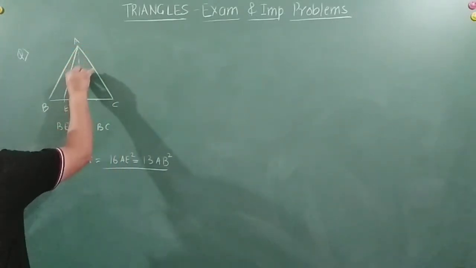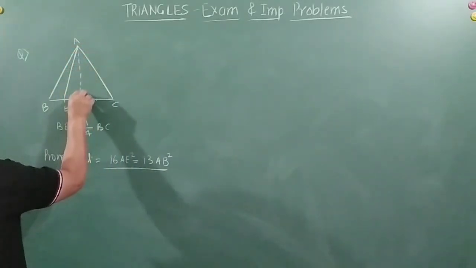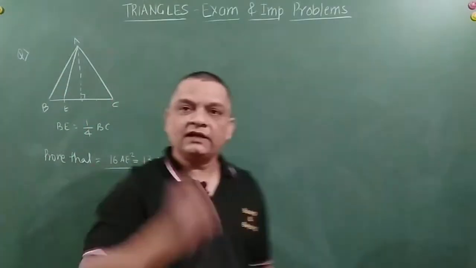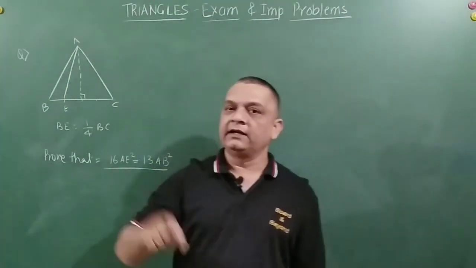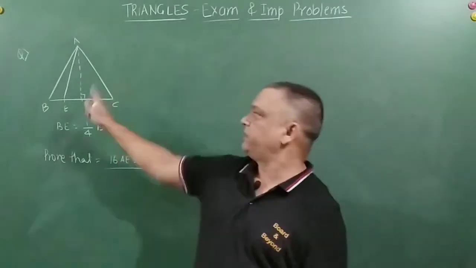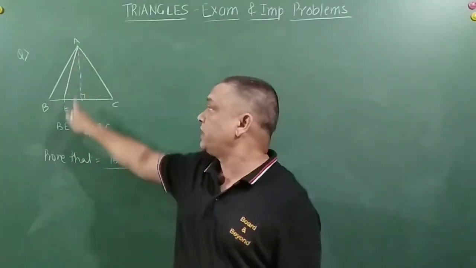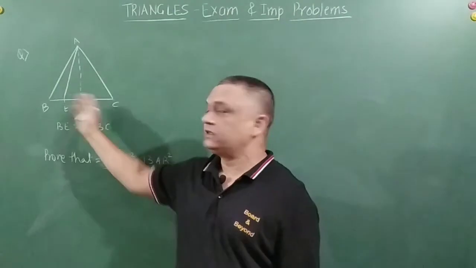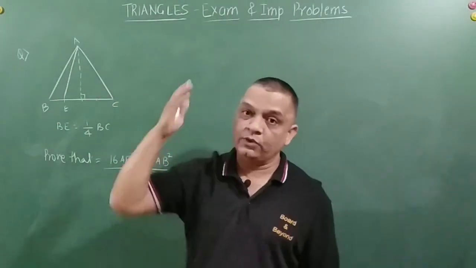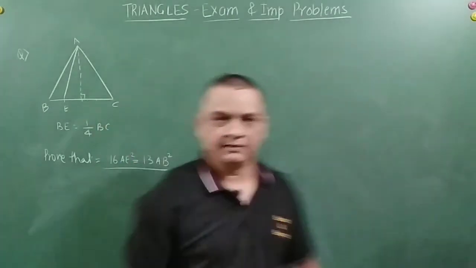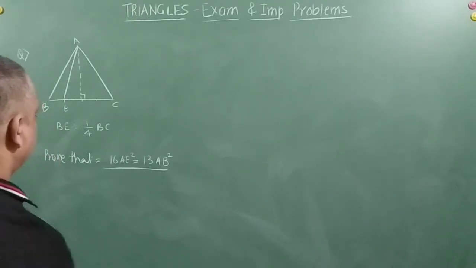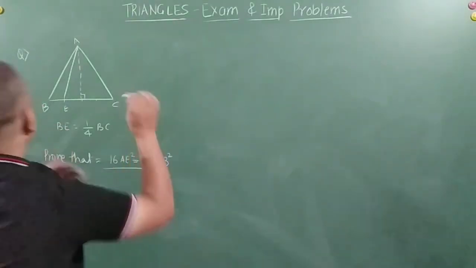Let us say we join this, and this is 90 degrees. Now why is it 90 degrees? Because in an equilateral triangle, median and altitude are the same. Although I have drawn a median which divides the side into 2 halves, accidentally that will be the altitude also. So that will be 90 degrees. Right, friends? Now let's move forward.